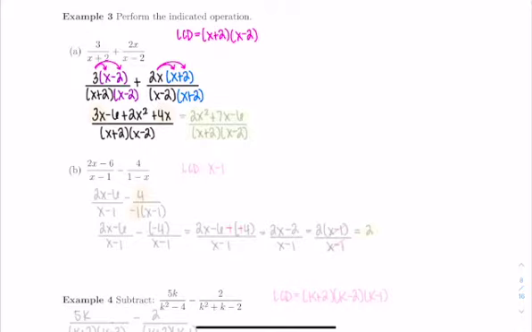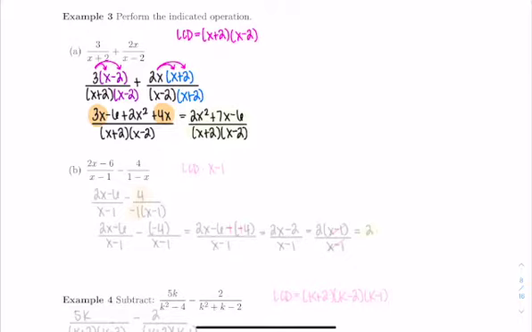And so we want to combine like terms. I have 4x and 3x. So writing in descending order, I end up with 2x squared plus 7x minus 6 all over x plus 2 times x minus 2.